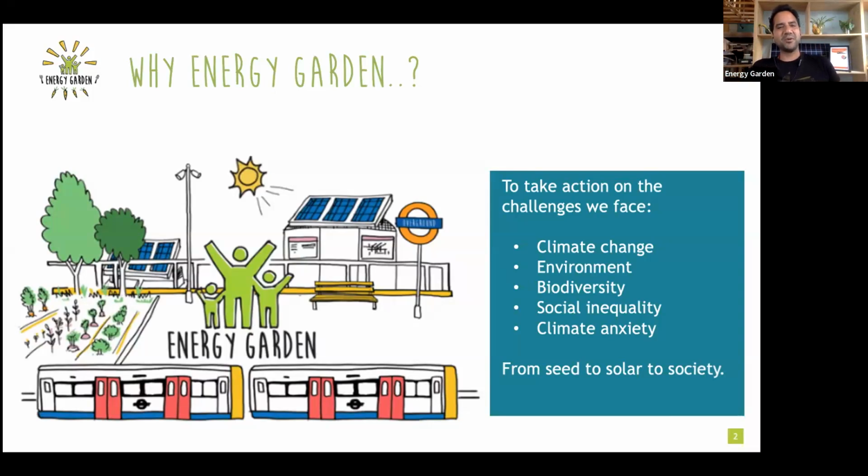And we have a cohort of young people who are learning about what's in front of you right now, how to take action and face the climate anxiety that they suffer from. We try to do it through fun, engaging activities. So that means building solar panels and planting gardens, and using the transport infrastructure to do it. So we have built the first community-owned solar on the rail, on social housing, and really tried to go to where the people are. So it's really from seed to solar to society.